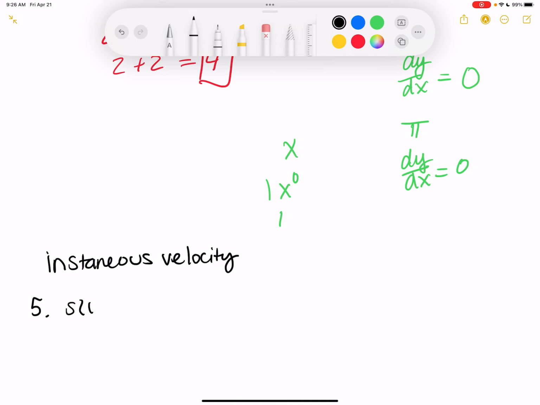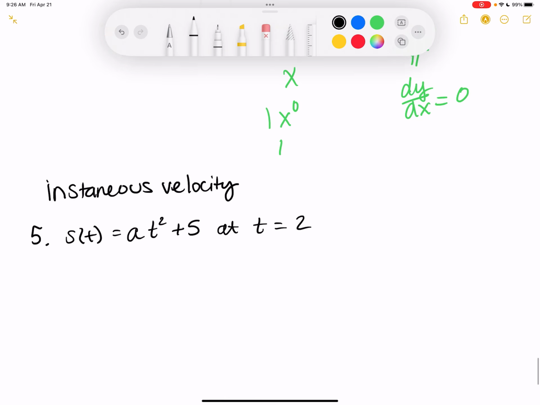S of t, so that's our position function, is equal to at squared plus 5, at t is equal to 2. So I'm going to take the derivative of this function. We're going to assume a is a number here because t is our variable. So I need to take the derivative of this. What would the derivative of the at squared part be?